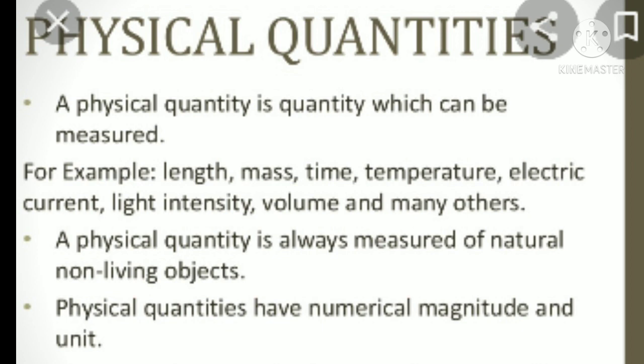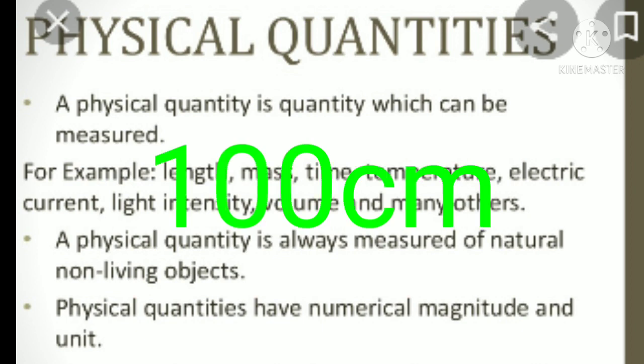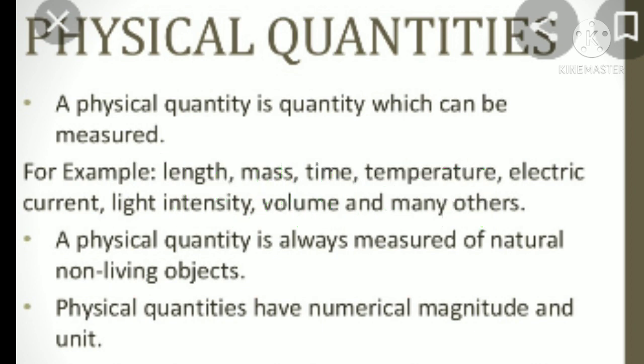A physical quantity is always measured of natural non-living objects. For example, if you are measuring the length of the table, the mass of the substance, or the time, everything is measured of natural non-living objects. These physical quantities have numerical magnitude and unit. For example, the length of the table is 100 centimeter. Here 100 is the numerical magnitude, and centimeter is the unit. So all physical quantities have a numerical magnitude and a unit.